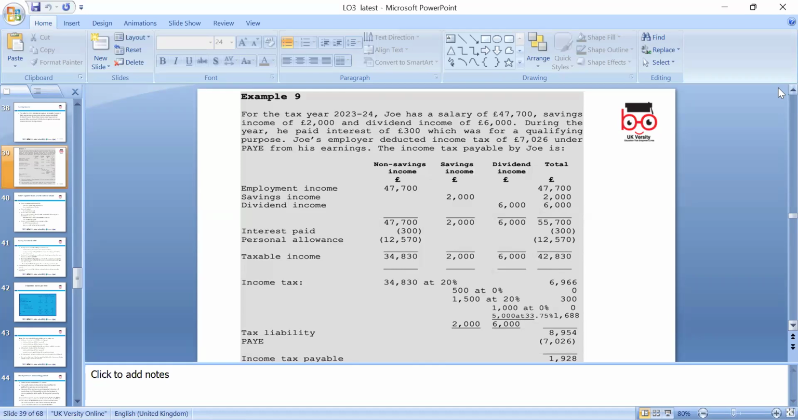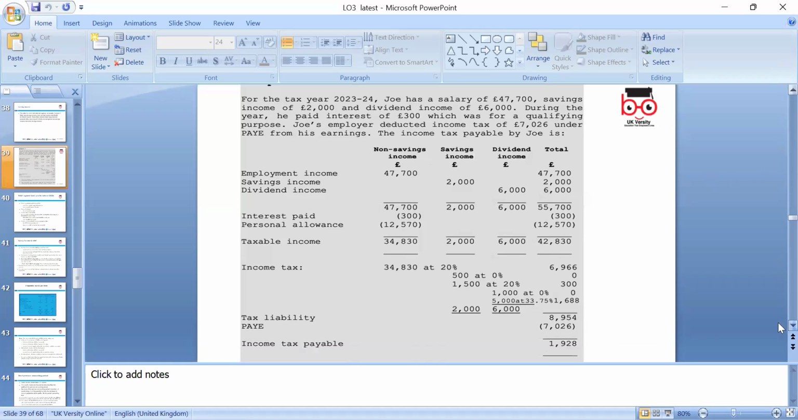The 47,700 is taxed, less the personal allowance of 12,570. So we can work out her net income after that. Then 20% will apply up to 37,700, which is 34,830 here, so all that income will be at 20%. But looking at the savings, the first 500 is 0% because he is a higher taxpayer, and the additional 1,500 will be 20%. And for the dividend, the first 1,000 is 0%, and then the remaining will be 33.75%.